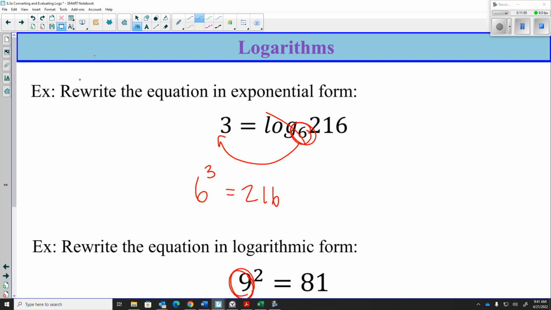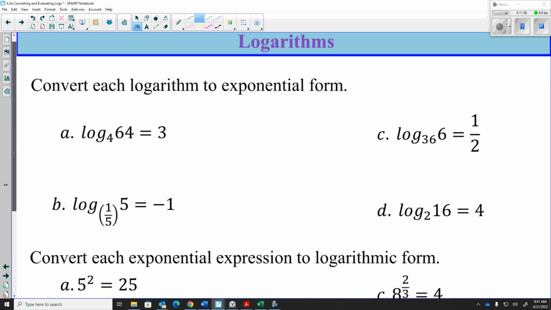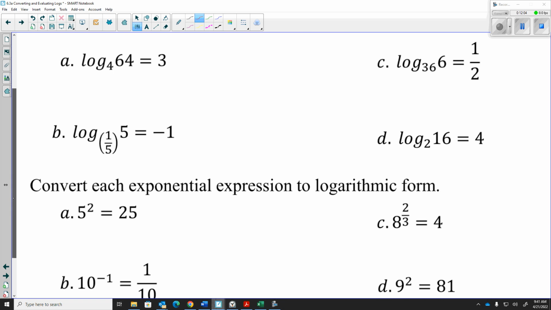How about for now, just practice moving from log to exponential and vice versa, okay? So these ones are logs. Try to turn them into exponents. These ones are exponents. Try to turn them into logs. It's just a matter of moving the base back and forth, all right? So try to get some practice with that.